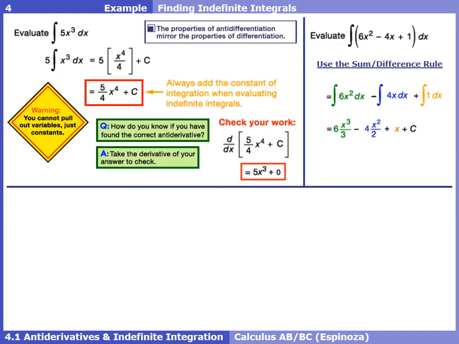I suppose we could leave that as the answer, but we can simplify it really quickly here. 6 over 3 would be 2, 4 over 2 would be 2, so we get a final answer of 2x cubed minus 2x plus x plus c. That is the original function, or the antiderivative, that gave us the derivative above in the original problem.